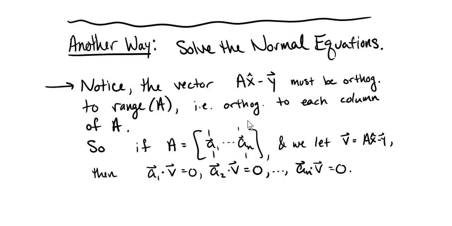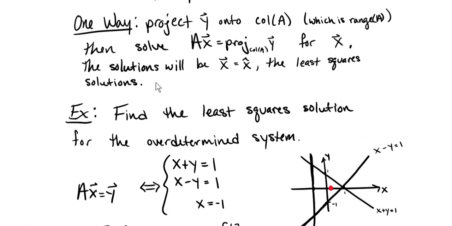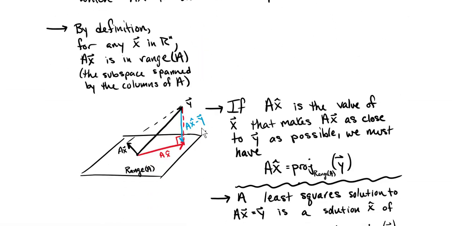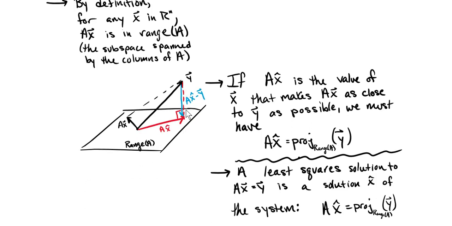This next way we're going to see is called solving the normal equations for the system, for this possibly inconsistent system. Notice the vector Ax hat minus y must be orthogonal to the range of A. So in my picture here, Ax hat minus y, right, the difference between this Ax hat, the projection of y into the range of A, that's our Ax hat. The distance between Ax hat and y is this vector whose length is minimized over any other x vector we could have put here instead of x hat. Right, that thing is minimal in length.